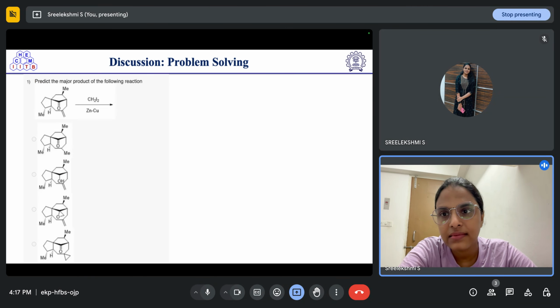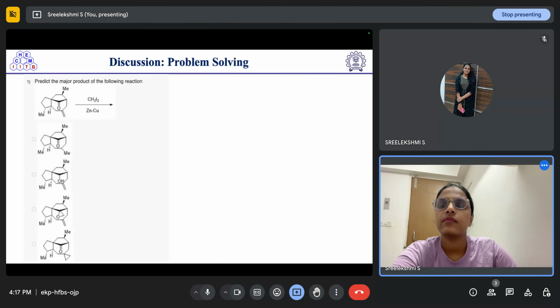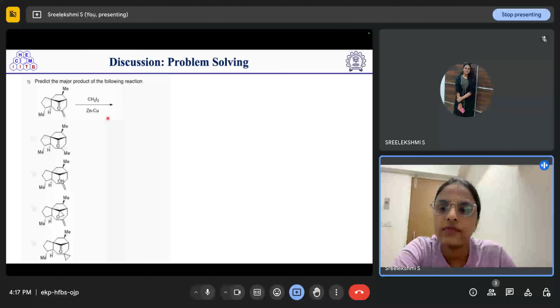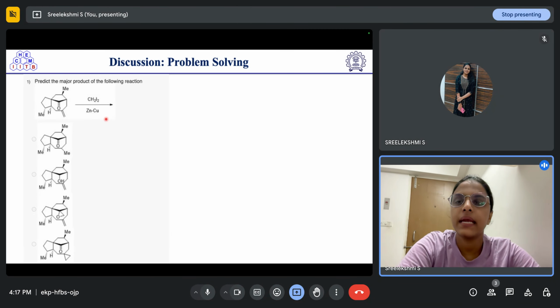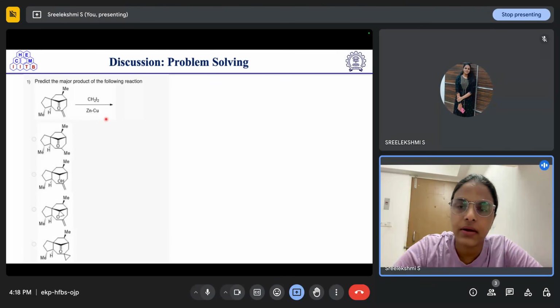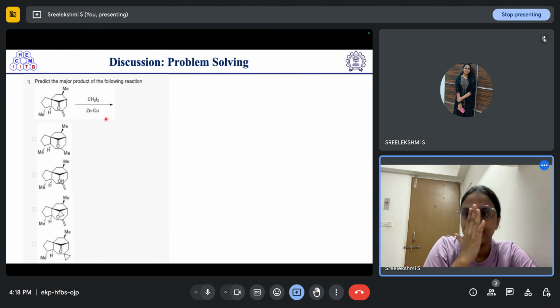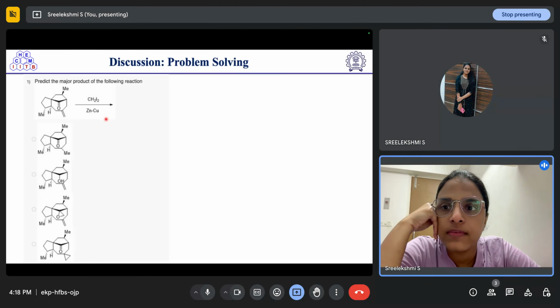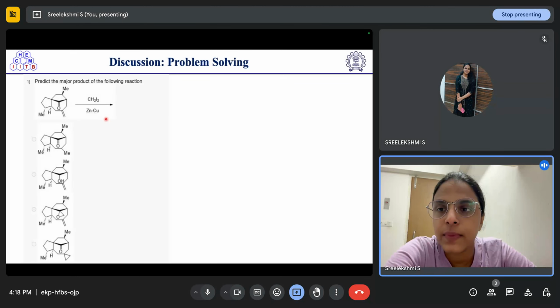So the first question is, predict the major product of the following reaction. So here we are treating this compound with this CH2I2 in presence of zinc copper couple, which will be the major product out of the four options given below. So I'll give you some time to think which reaction it is. Basically, it is obviously a named reaction, and then what is the mechanism of the reaction.